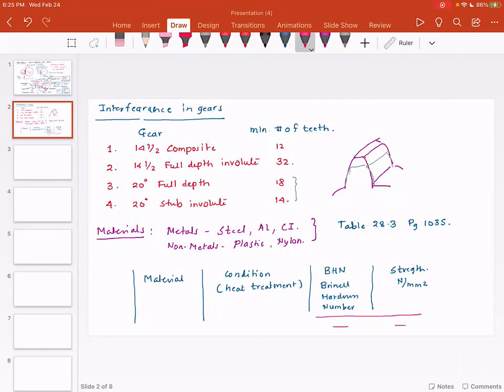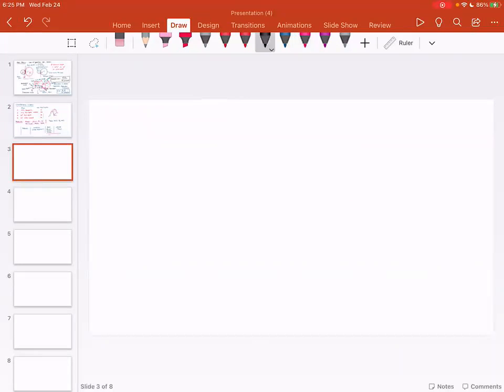So let's talk about how do we design a gear. So some of the design considerations. So how do we design a gear?